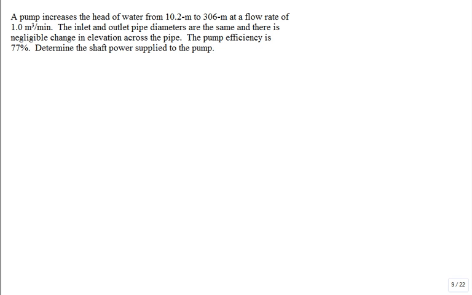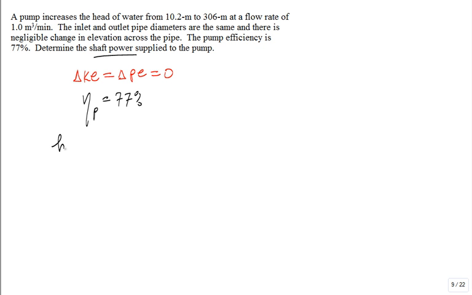Let's talk about this problem. A pump increases the head of water from 10.2 meters to 306 meters at a flow rate of 1 meter cubed per minute. The inlet and outlet pipe diameters are the same, and there is negligible change in elevation across the pump. Basically, the change in kinetic energy and the change in potential energy are zero. The pump efficiency is 77%. Determine the shaft power supplied to the pump.